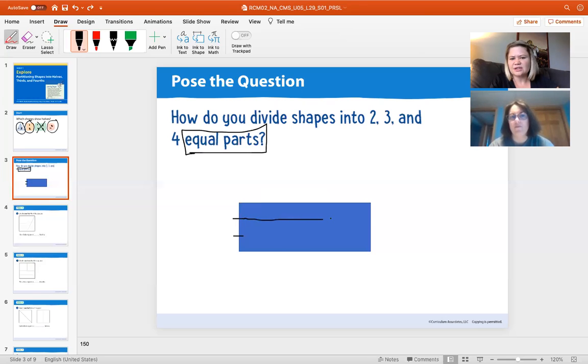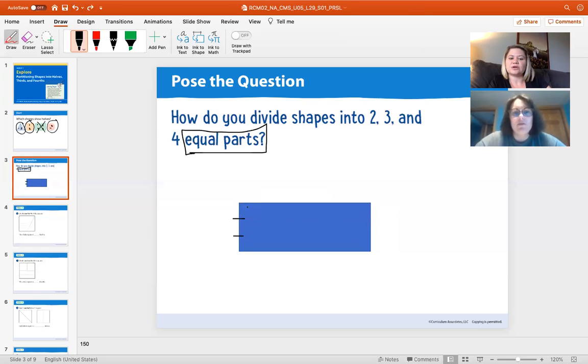I'm sorry, it's really hard to make a straight line with this, but it looks like about that. But equal. So that would be 3 parts. So the direction of the line can be vertical or horizontal. As long as the parts are the same size and equal, then it works.